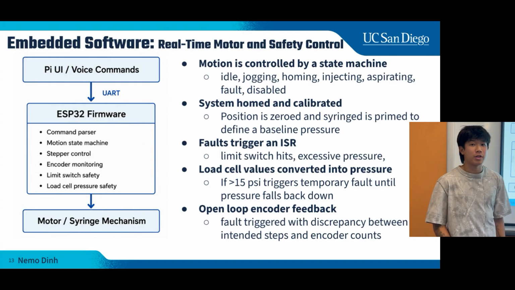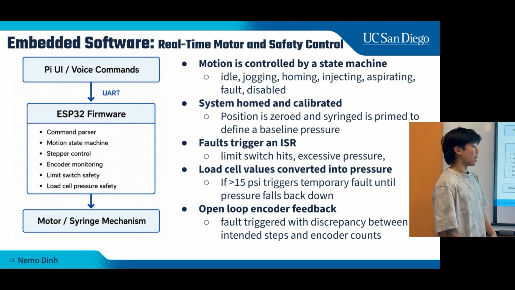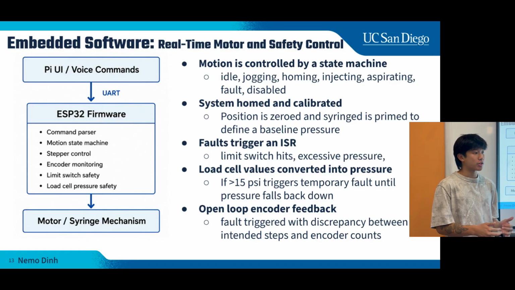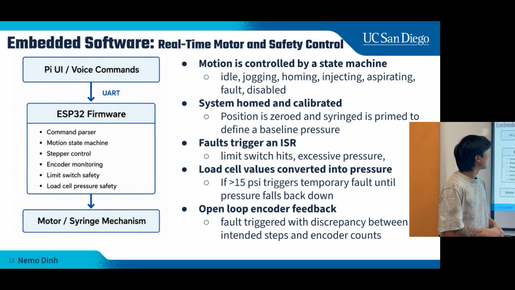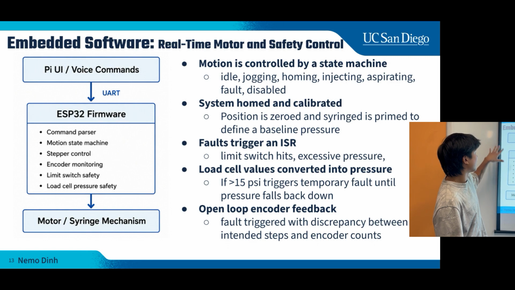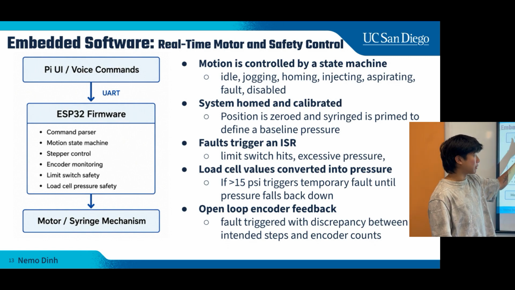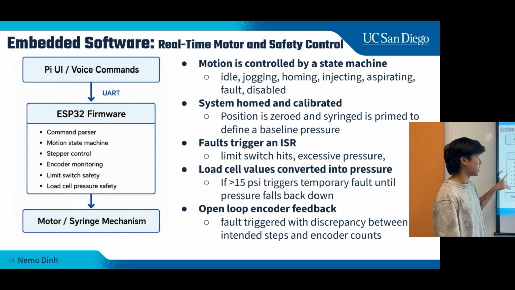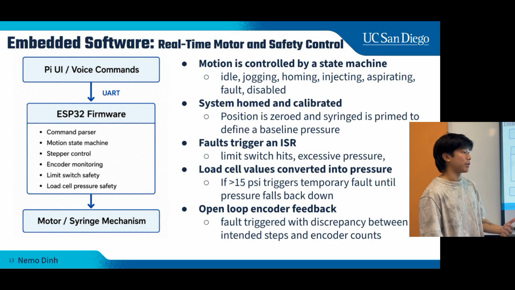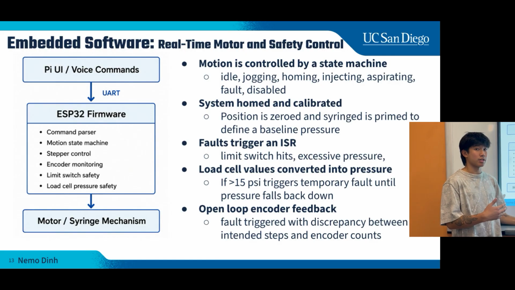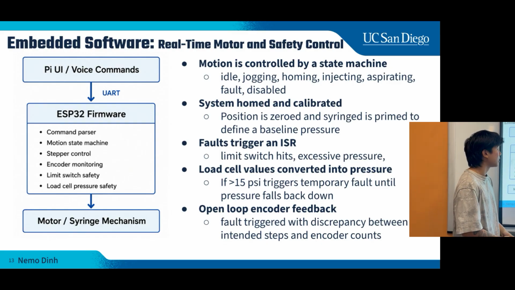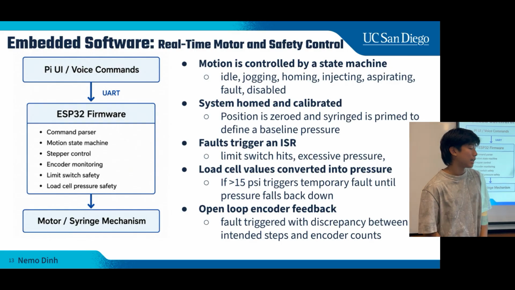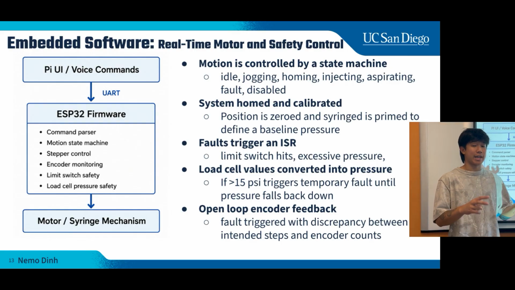So the second part of the embedded software that we worked on was everything behind the scenes that takes care of the safety control and the motor control. As previously stated, the Pi is handling all the upper level things, but all of the safety mechanisms are mainly handled on the ESP. A few things that we've done to increase the safety and reliability of our system is that we have a state machine. Basically, that means that at all times, the machine will be in a state.